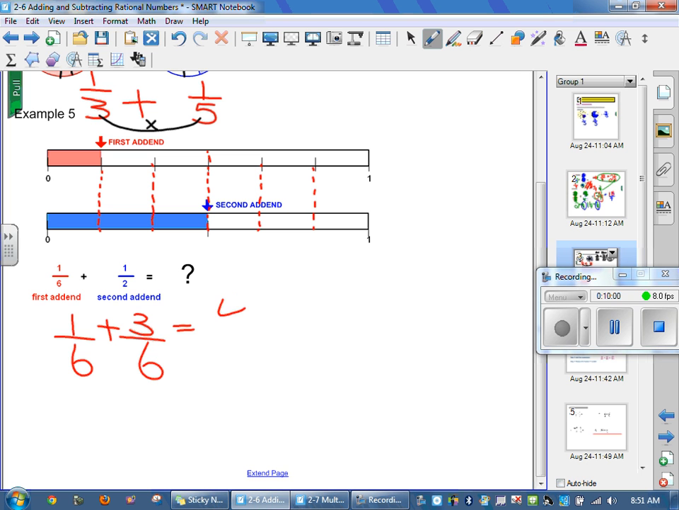All right, are we finished? No. What's our last step? Always lowest terms. You must simplify. So what's a good strategy for simplifying? What are you going to do? What's a good strategy?